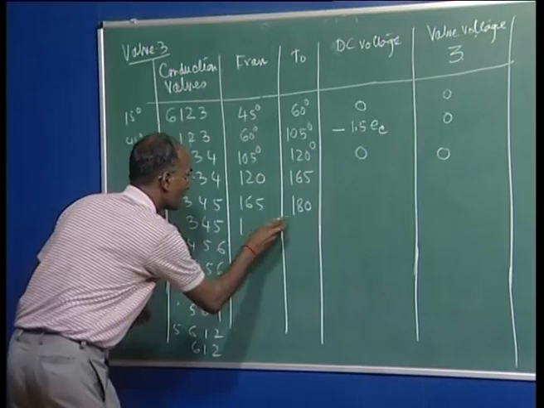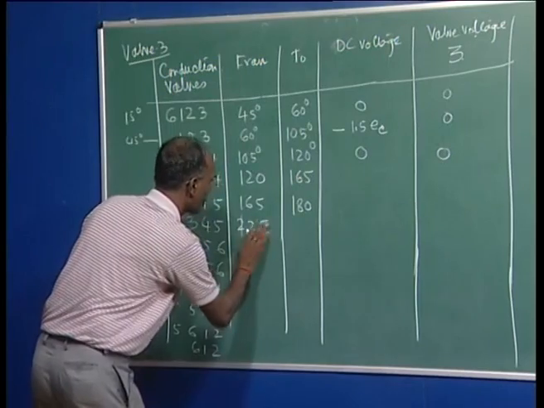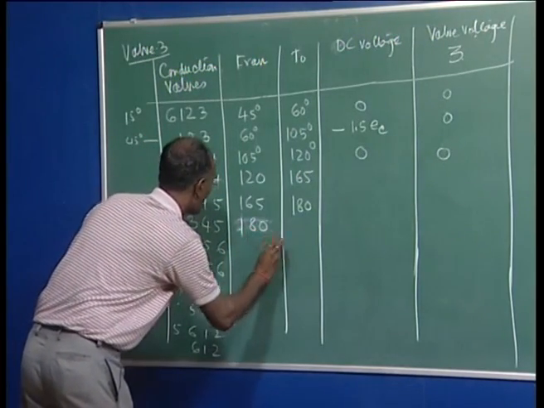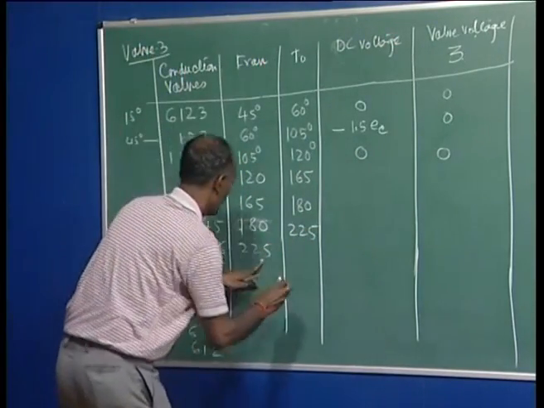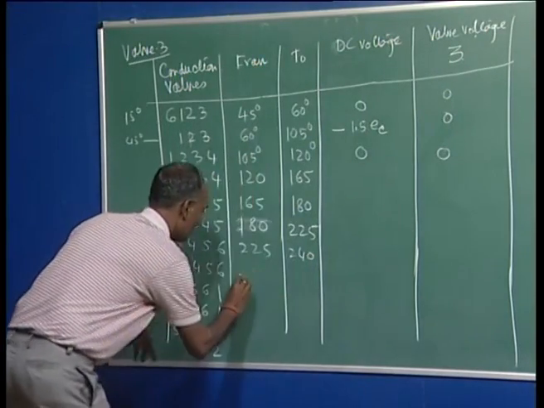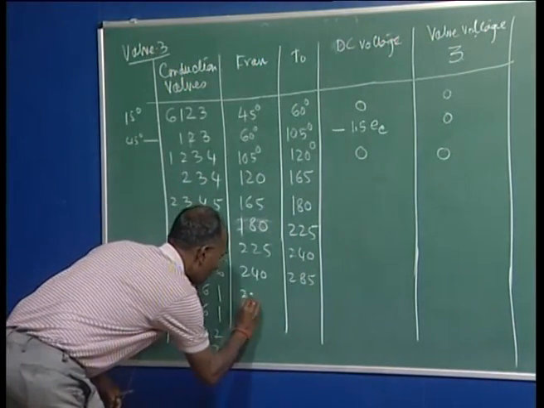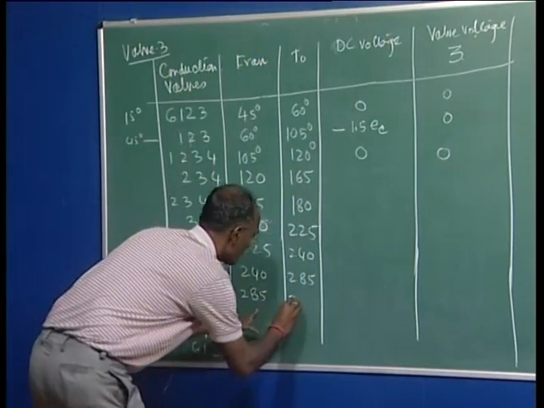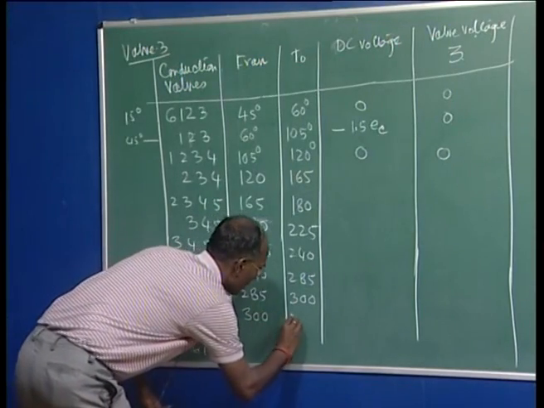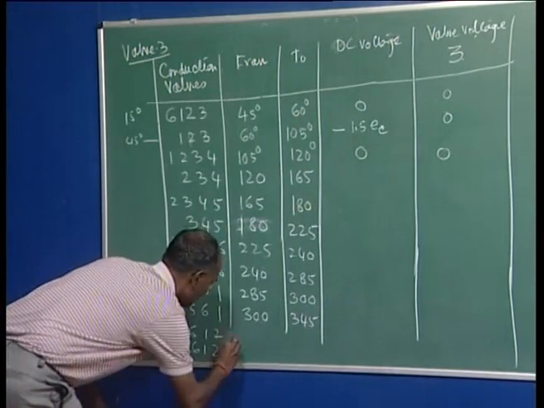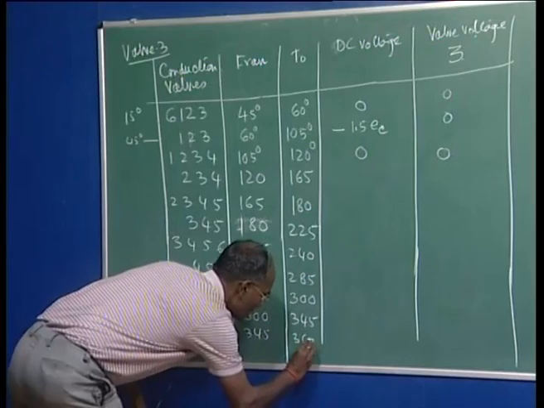Here we are going to add 45, so it is 225, adding 15 degree it will be 240, and from 240 to 285, and from 285 adding 15 it is 300, and from 300 we are going to have 345, and from 345 adding 15 it is 360.